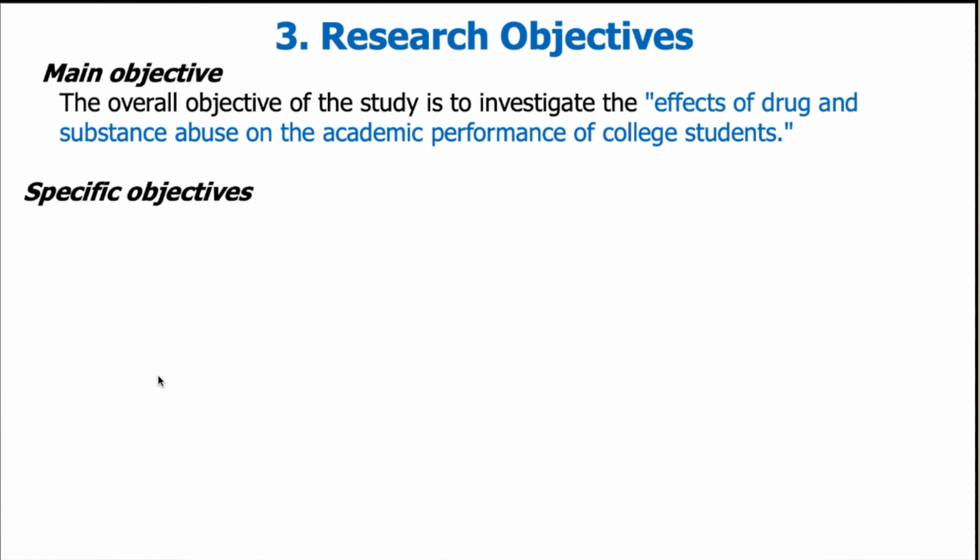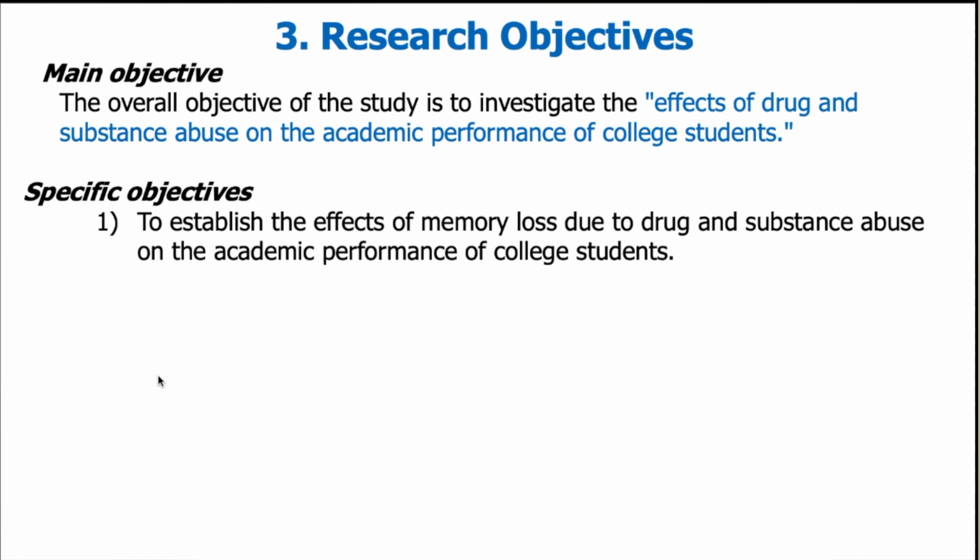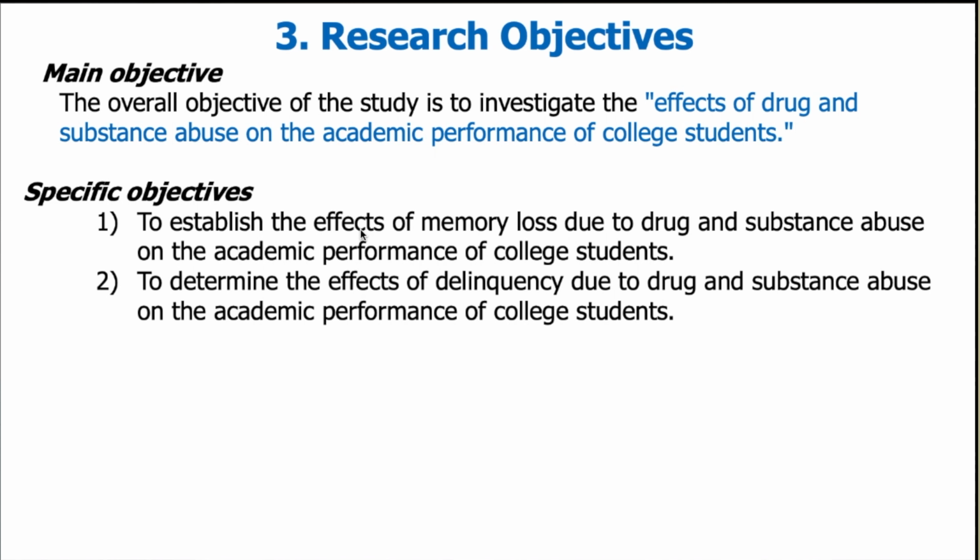Then you go to specific objectives. These are going to be derived from your variables. Remember, we raised 3 variables. You can have more, you can have many, depending on what you want to do. And depending on the guidance of your supervisor, you can have as many specific objectives as you want. So one of the specific objectives is to establish the effect of memory loss. Remember this variable here, memory loss. So to establish the effect of memory loss due to drug and substance abuse on academic performance of college students. The other specific objective is to determine the effect of delinquency due to drug and substance abuse on academic performance of college students. So those are 2 objectives. Then remember, we had 3 variables.